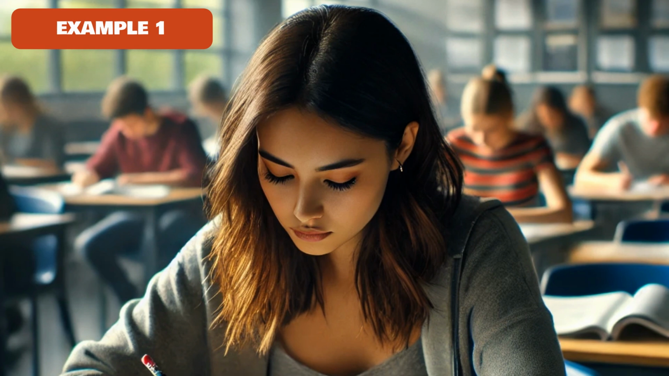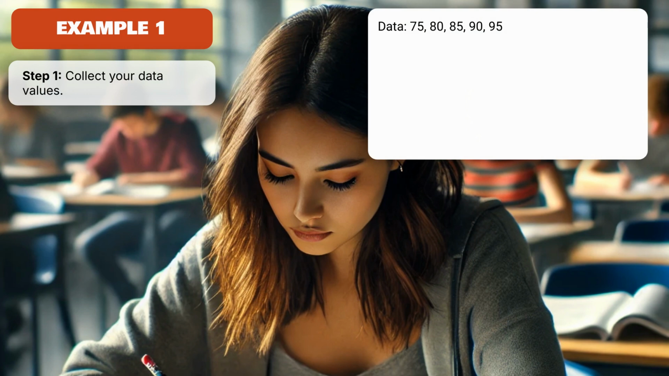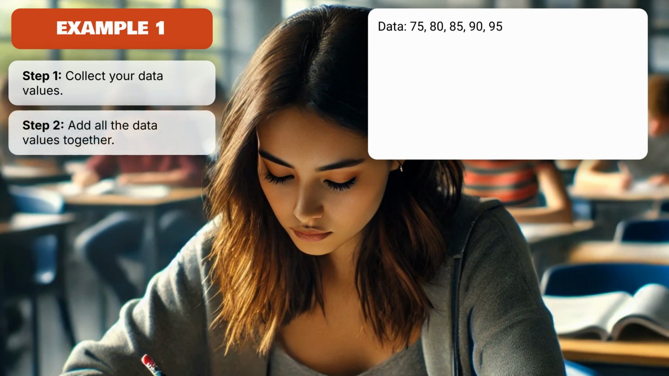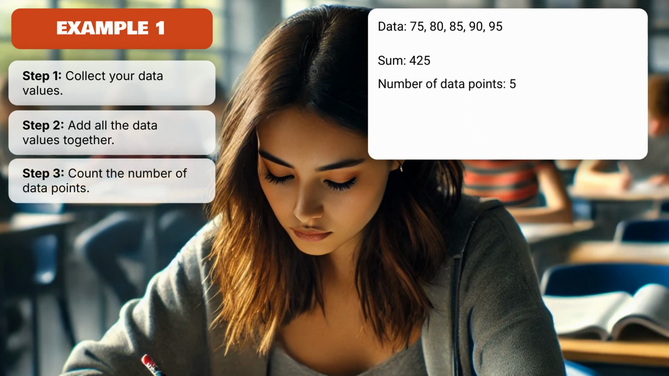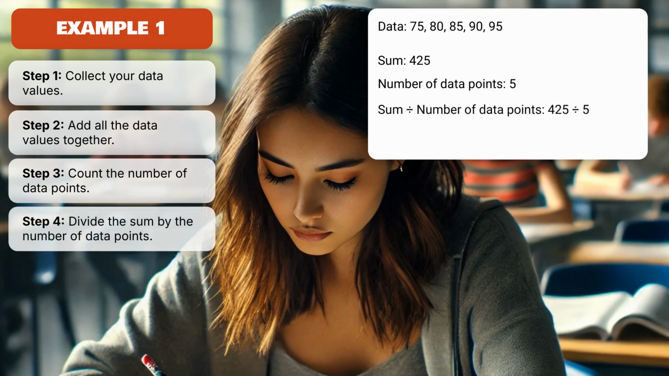Consider the following set of test scores for a group of 5 students. To find the mean, we sum all the scores and then divide by the number of scores. The sum of the scores is equal to 75 plus 80 plus 85 plus 90 plus 95. This is 425. The number of scores is 5. The mean is equal to the sum of the scores divided by the number of scores. Hence, the mean is equal to 425 divided by 5. So, the mean test score is 85.